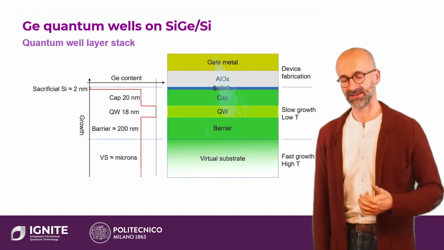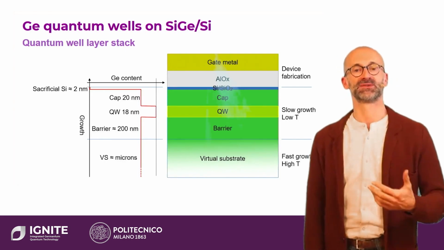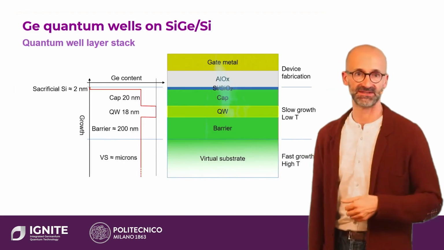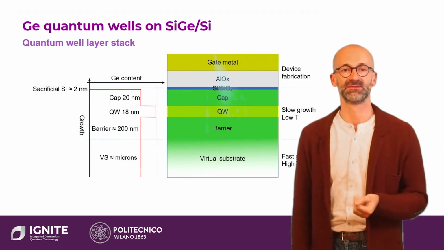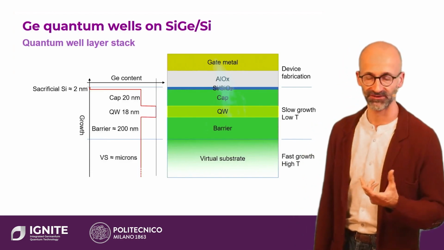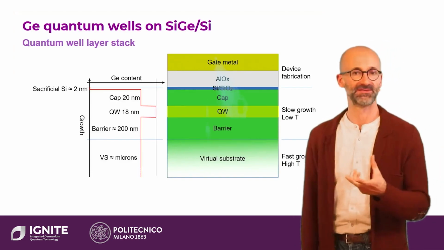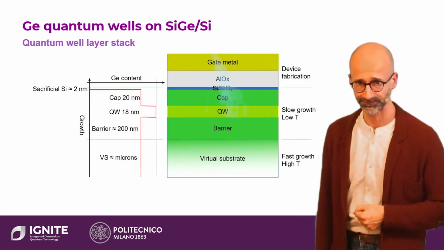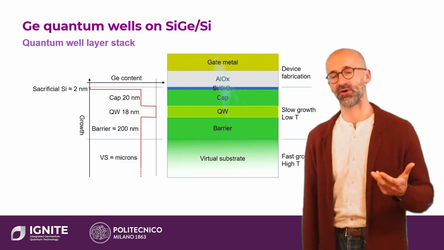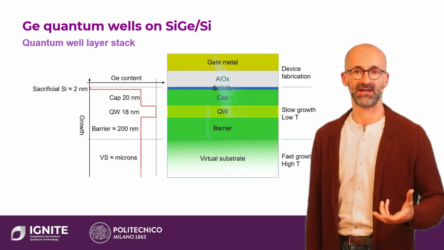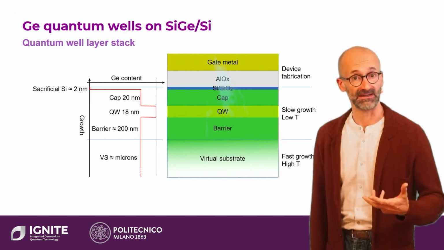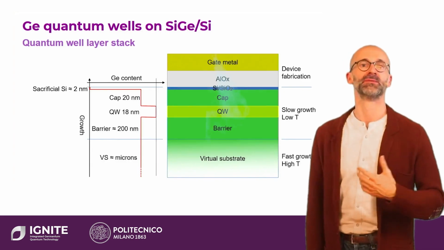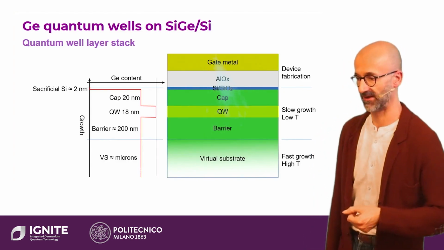And then once we're suitably far away from the virtual substrate and its associated defects, we finally grow the quantum well, and the quantum well needs to be between 15 and 20 nanometers thick. A quantum well is defined by the fact that the wave function is confined in the vertical direction, so shorter than the Fermi wavelength. And then another critical parameter, not just that the quantum well needs to be thin enough to be strained and also thin enough to behave as a quantum well, is the cap thickness between the quantum well and the surface of the semiconductor.